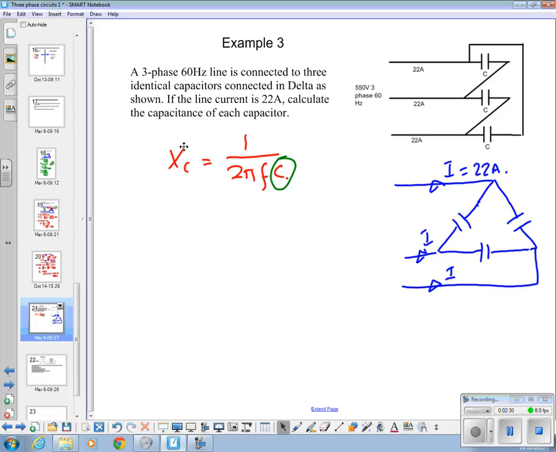So the key to this problem is, how do we find that value? We've got the frequency, so if we can find the capacitive reactance, we can find C. We're almost working backwards from what we're looking at. We can rearrange that formula to find C. So how can we find the capacitive reactance?